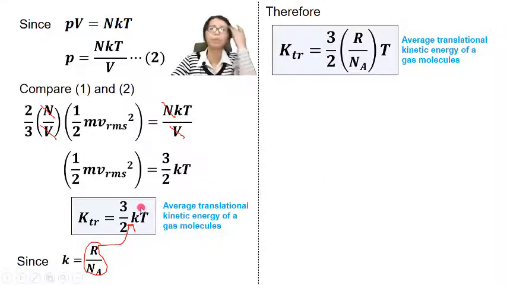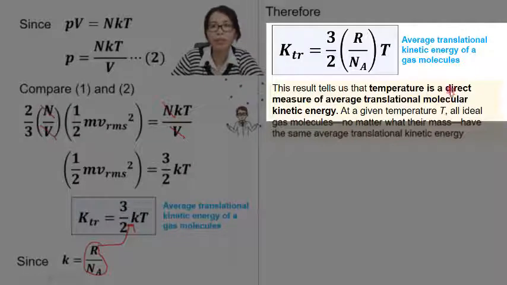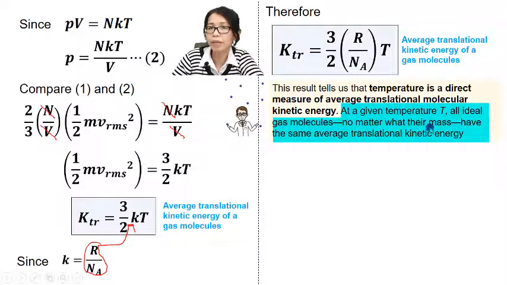So class, from both equations, you can see very obviously that temperature is the direct measure of our average translational molecular kinetic energy. Why? You see, R is a constant value, NA is the Avogadro number, which is also a constant value. So our average translational kinetic energy solely depends on the temperature. So at a given temperature T, we will find that all ideal gas molecules, no matter what their mass is, are going to have the same average translational kinetic energy as long as they have the same temperature.